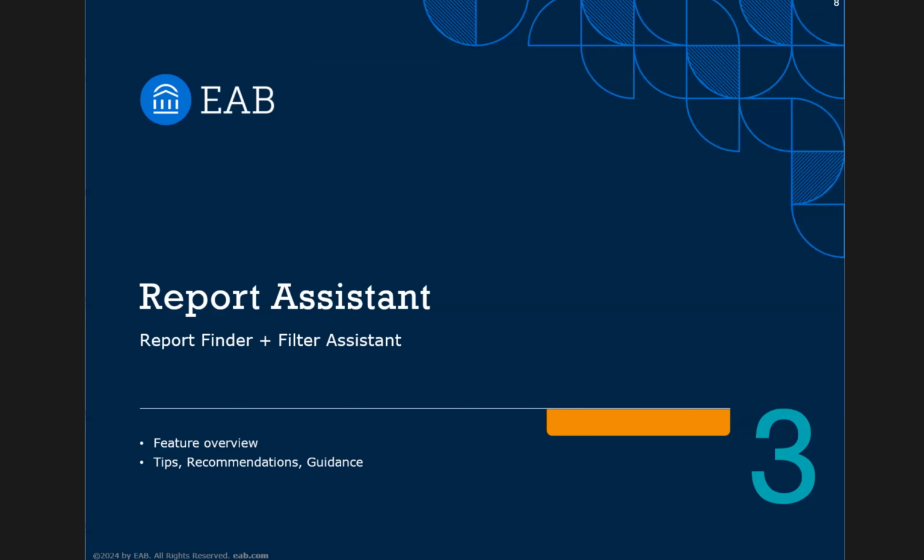In the same way that the message content creator is designed to help you save time in drafting your communications to students, the report assistant is there to help you better design your queries for reports. So I'd love to see maybe a show of hands. Who has ever struggled with building out a report in Navigate? Okay. What were some of the struggles there?